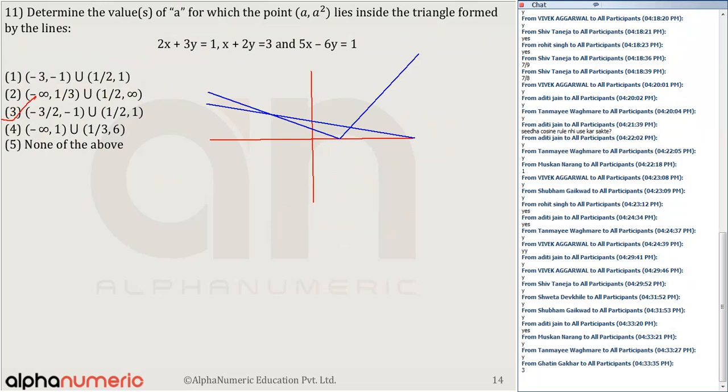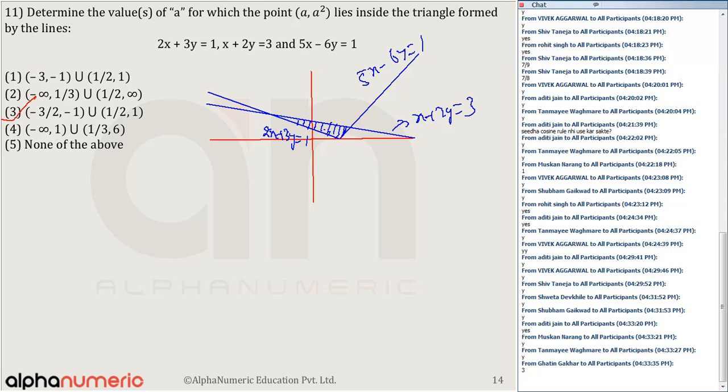कुछ ऐसा ग्राफ बनेगा यहाँ पे. ठीक है, और my point is lying inside that particular triangle. ठीक है, तो ये वाली जो लाइन है, this is 2x plus 3y is equal to 1. Another one is x plus 2y equal to 3, and this line is 5x minus 6y equal to 1. ठीक है, so any point which lies inside this triangle must satisfy certain inequalities.